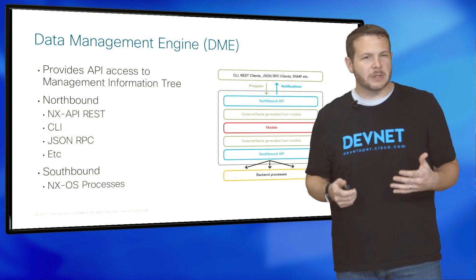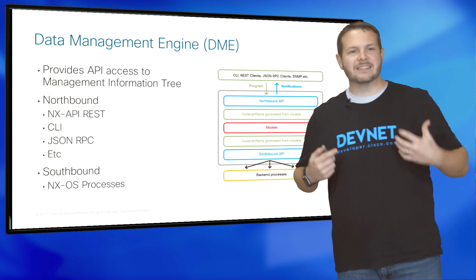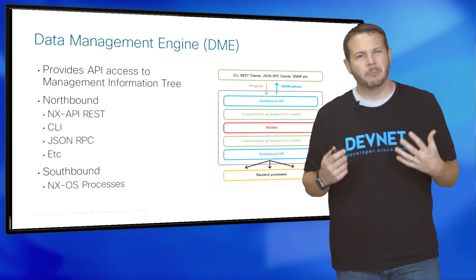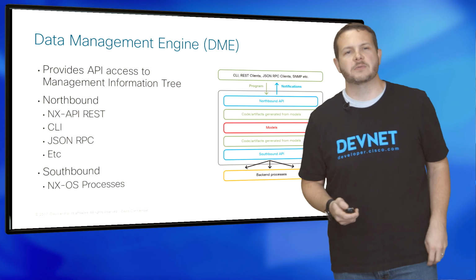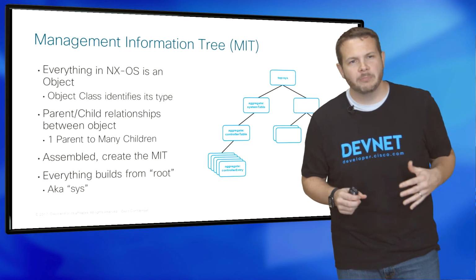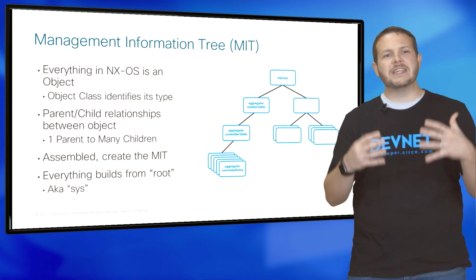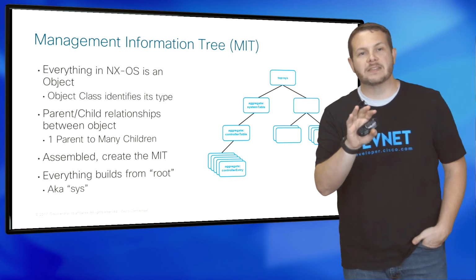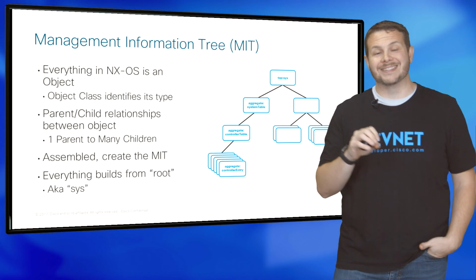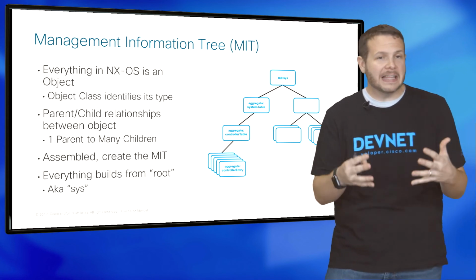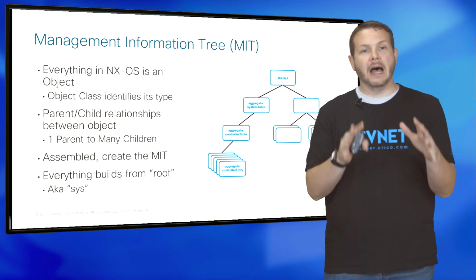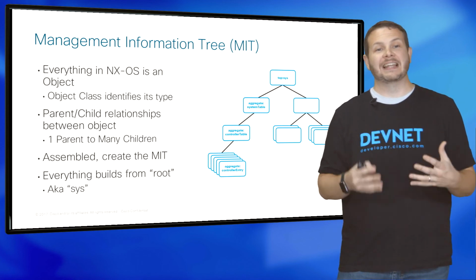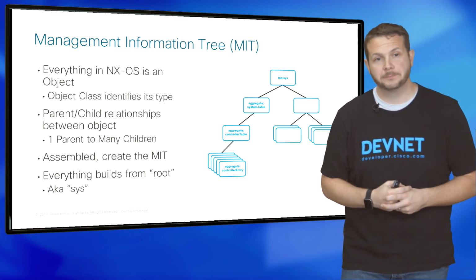So we've talked about the management information tree. The DME provides access to the management information tree. But what is the MIT, or the management information tree? Well, it's the assembly of all of the objects that NXOS is made up of. Everything in NXOS is an object, be it an interface, a statistic, a VLAN, doesn't matter. They're all objects, and every object has a class that will identify its type.